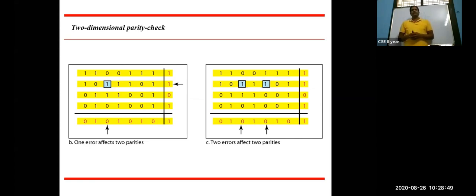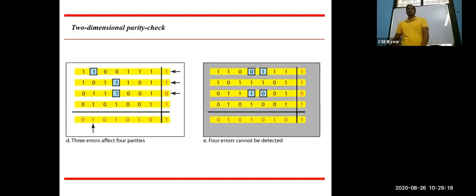Then the second diagram there: 2 bits are corrupted in the same row. Row parity does not get affected. Should I show you again? Row parity does not get affected, but 2 column parity bits got affected. That is what I wanted to prove to you. Even if an even number of errors happen in the same row, in simple parity check it wasn't detected, but in two-dimensional parity check, it can be detected.